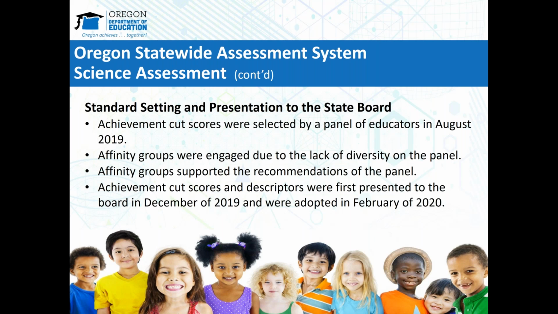Affinity groups were engaged to discuss the cut scores identified by the standard setting panel, as well as the resulting percentage of students proficient across the state. Affinity groups supported the recommendations of the panel and gave very valuable additional feedback on ways that we can work together to better support all students in our state, particularly historically marginalized students. Achievement cut scores and achievement level descriptors for the OSAS science assessment were first presented to the State Board of Education in December of 2019 and were adopted by the board in February of 2020.